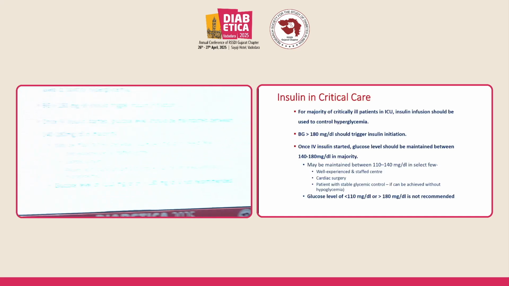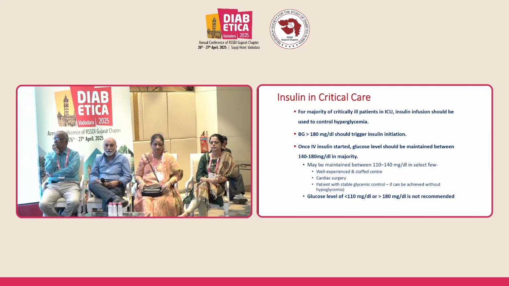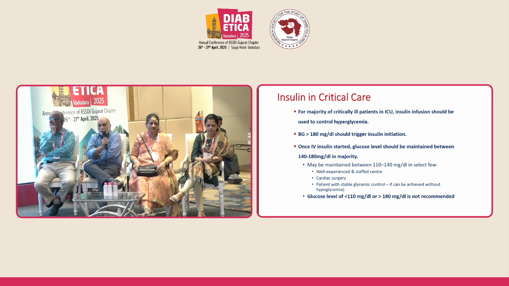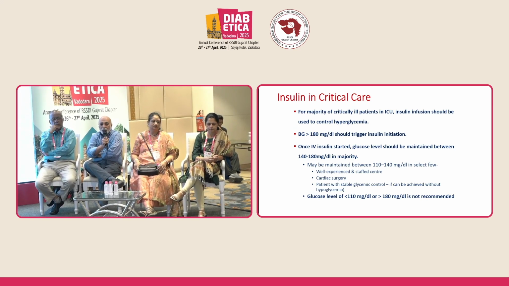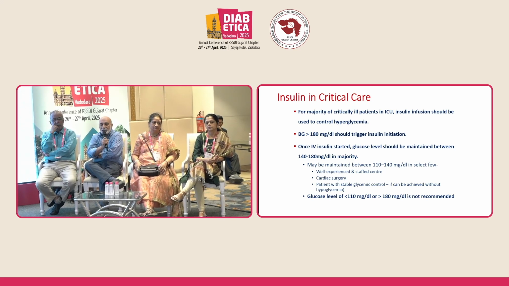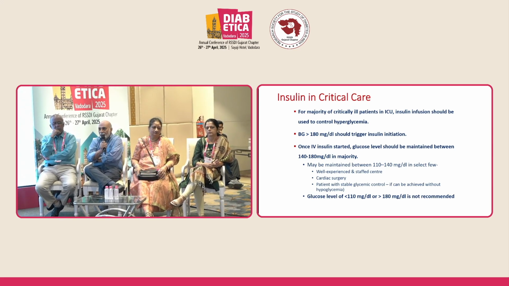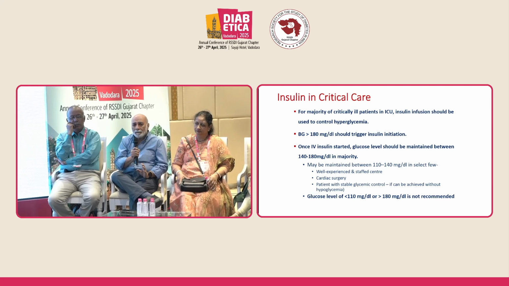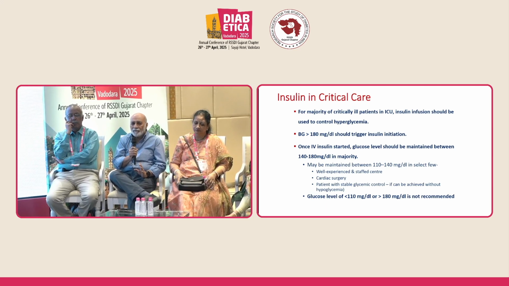Over to you, sir. For the majority of critically ill patients, we have to give IV insulin to control the hyperglycemia. The earlier you control it, the better it is. I have a slight thought here: with all these trials going on, all of us have experience in day-to-day life that ultimately customization from patient to patient, depending on the comorbid condition, is the bottom line. That is one thing we have to keep in mind. Blood sugar anything over 180 should be treated. Once IV insulin is started, glucose should be maintained, as Dr. Mule said, at 140 to 180.